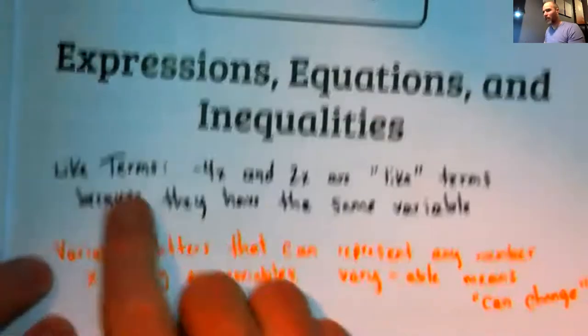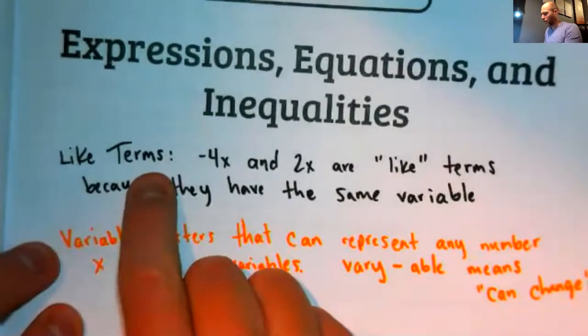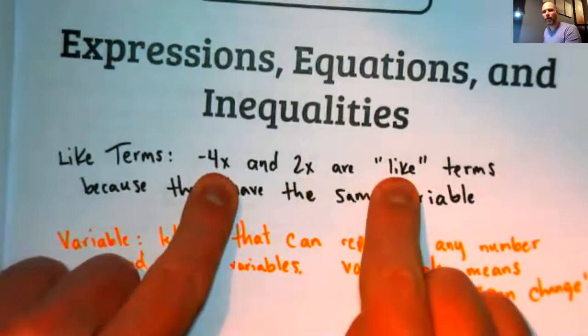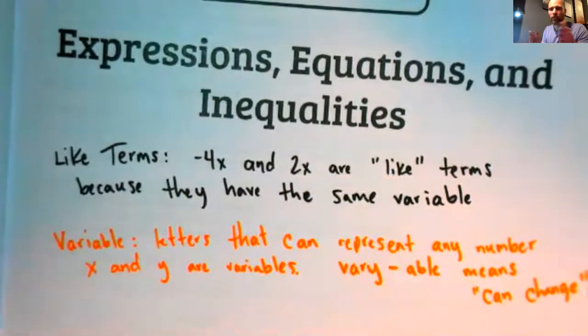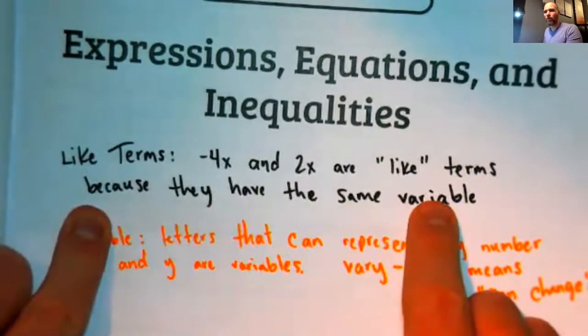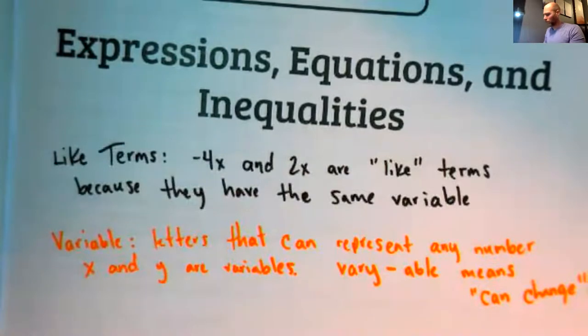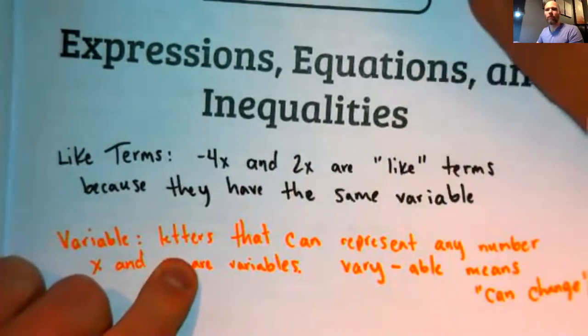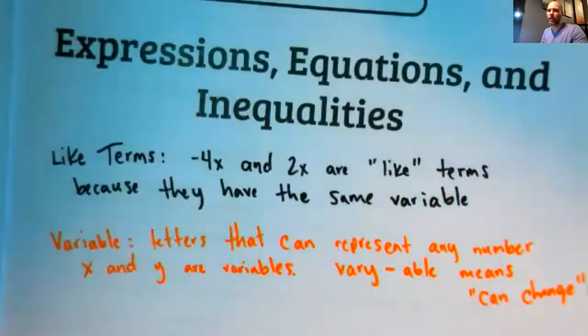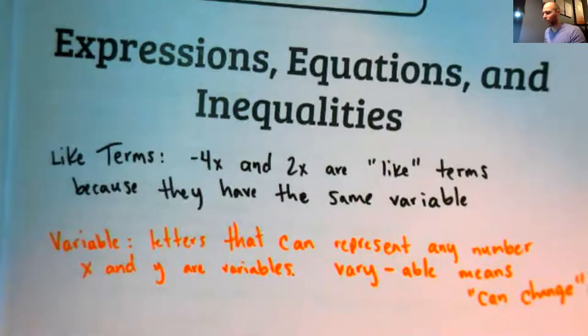So I need you to know this idea of like terms. In our equation that we've written up here at the top, negative 4x and 2x are considered like terms. Think of like as the word alike, just with the A taken out. And they're like terms because they have the same variable. So negative 4x and 2x, they both have an x in. 2x and negative 3y would not be considered like terms. One has an x, one has a y. There are certain things you can do with like terms that you can't do with unlike terms. And so it's a really important concept to know what those are. We'll get into what you can do and what you can't do with them later. I just need you to know the words now.